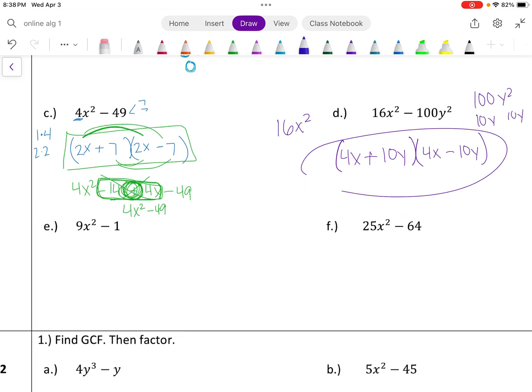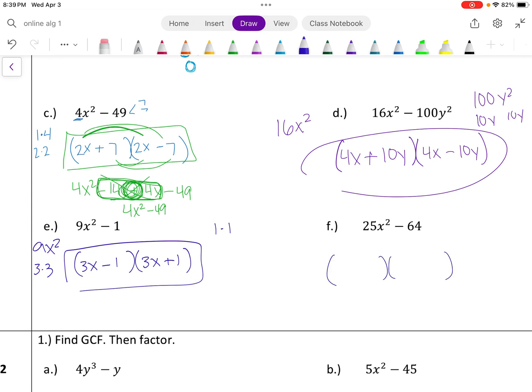All right, last two really quick here. 9x squared minus 1. Again, 9x squared, I know that must be 3x times 3x. 1 is a perfect square, right? 1 times 1 is 1. So I must have a negative 1 and a positive 1. 3x minus 1 times 3x plus 1.